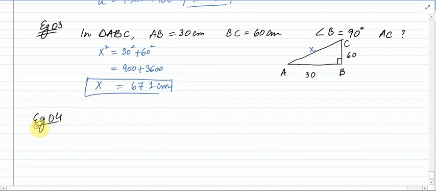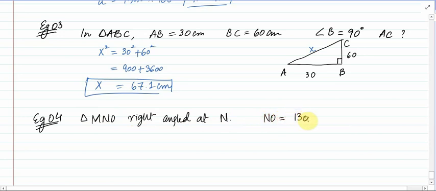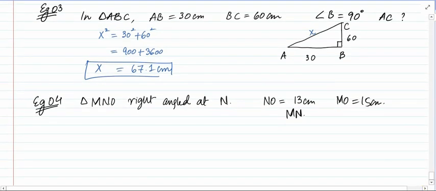Continue with another example. A triangle MNO is right angled at N. NO is 13 centimeter and MO is 15 centimeter. Find the length of MN. First thing you need to sketch it.